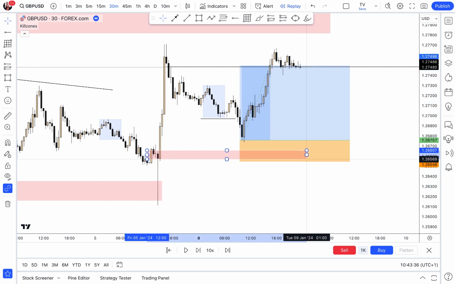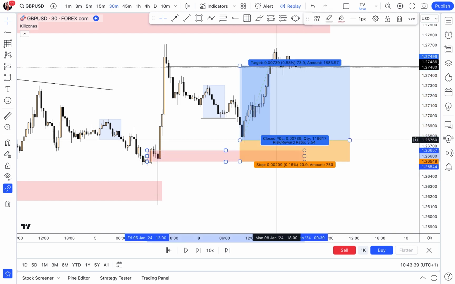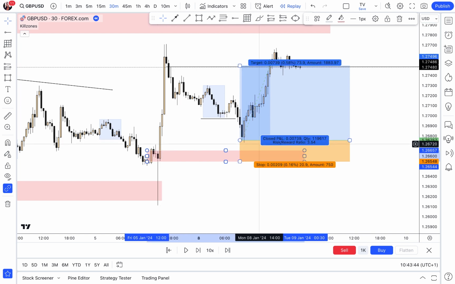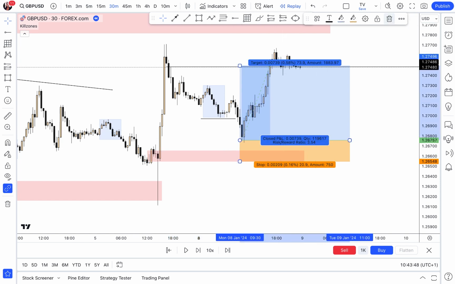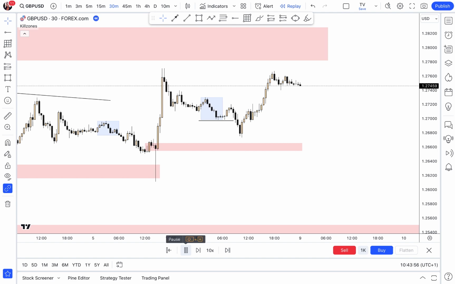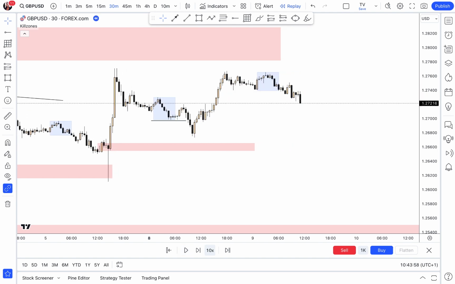My stop loss will be at this point, at the low of this candle, if I was to take a trade using the 50% of this imbalance. So this is about 20 pips, and this is yet another nice setup. But now our main focus is for a sell trade from this level right here. So let's see the build up of price.